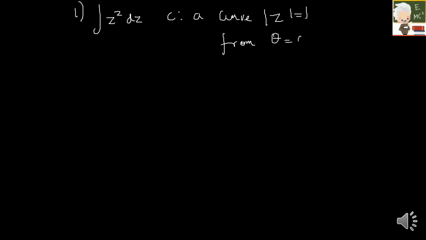So here my first question is integral z square dz. The contour is given as a curve, z is equal to 1 from theta equal to 0 to theta is equal to pi by 3. So they have given the limits for us. It is given in the question as a curve. So if it is a curve, I can write my z as r into e raised to i theta, right?